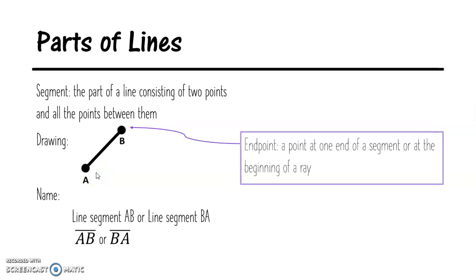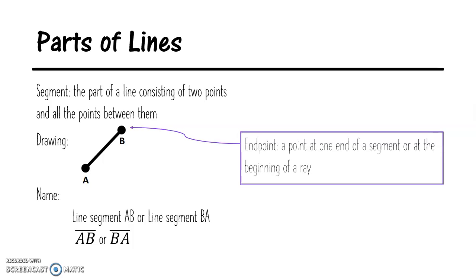Now to name it, I can write out the words line segment and then name the 2 endpoints, AB or BA. Or I could use symbols. Notice this is very similar to the line symbol, but it doesn't have the arrows at the end. And again, you need to name the endpoints in any order.